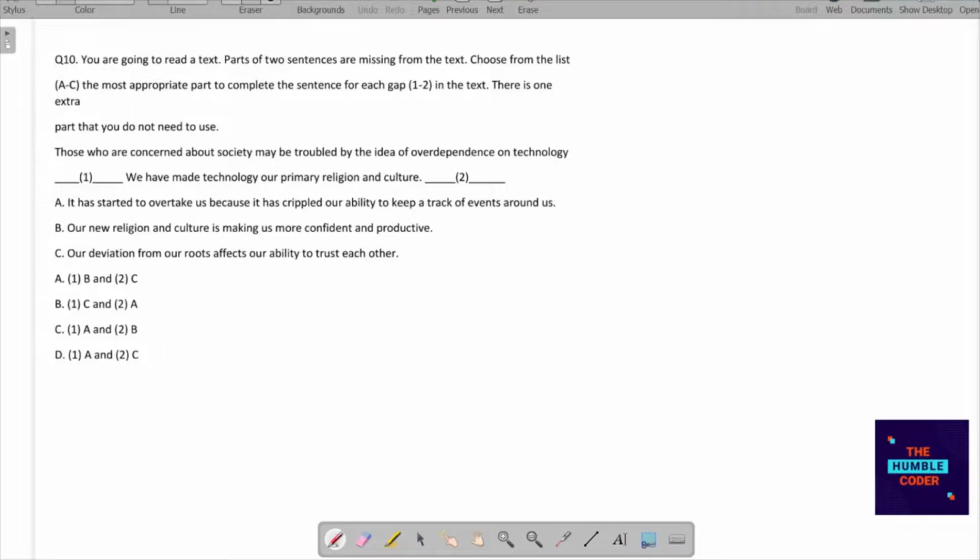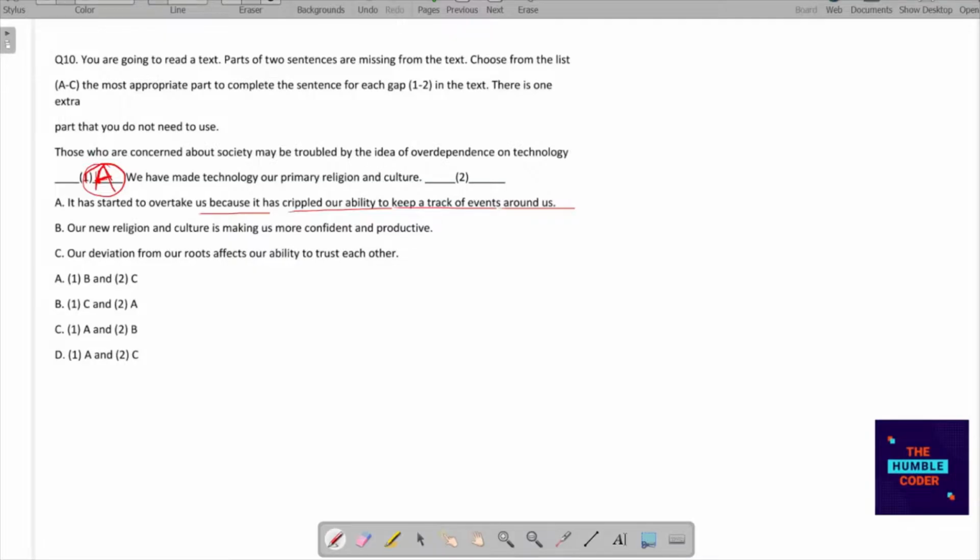It has started to overtake us because it has crippled our ability to keep track of events around us. Our new religion and culture is making us more confident and productive. Our deviations from our roots affect our ability to trust each other. So the first option, let's put A at the place of 1 and then read the whole sentence once again. Those who are concerned about society may be troubled by the idea of over dependence on technology. It has started to overtake us because it has crippled our ability to keep track of events around us. So this is fine. It can be an option over here. Let's read further ahead. We have made technology our primary religion and culture.